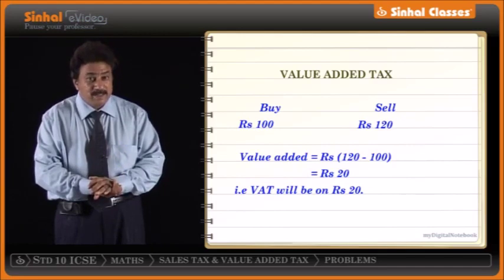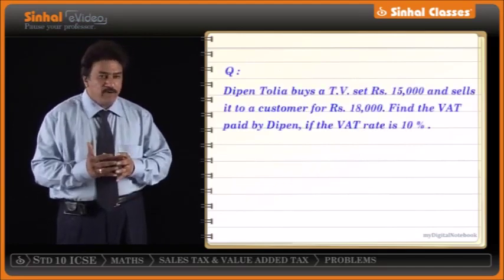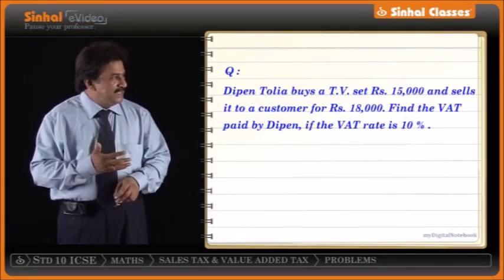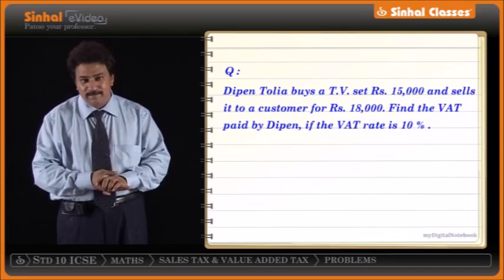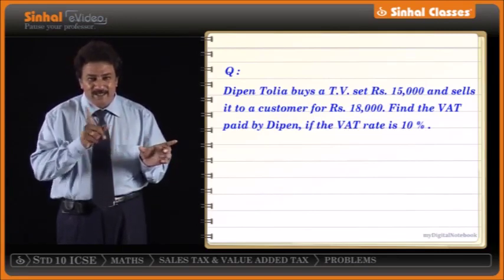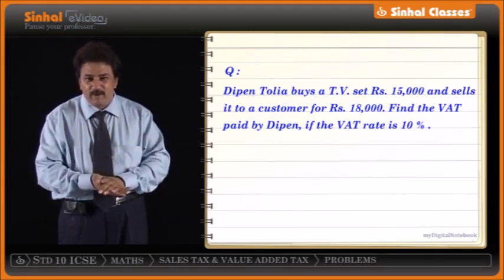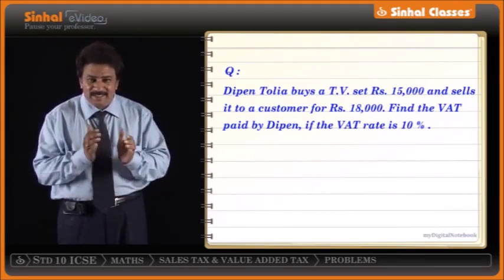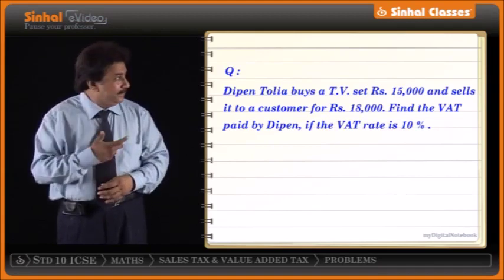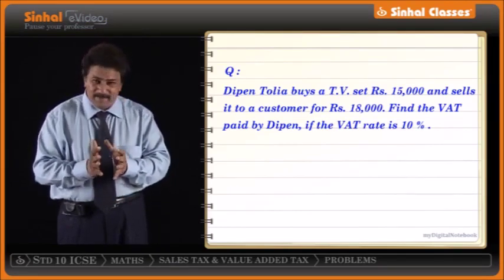Let's pick up a sum on this. Deepen Tolia buys a TV set for rupees 15,000 and sells it to a customer for 18,000. Very smart fellow. He buys for 15, sells it to a customer for 18. He makes a margin or a profit of 3,000. Now this is the value added by Deepen Tolia. Find the VAT paid by Deepen if the VAT rate is 10%.